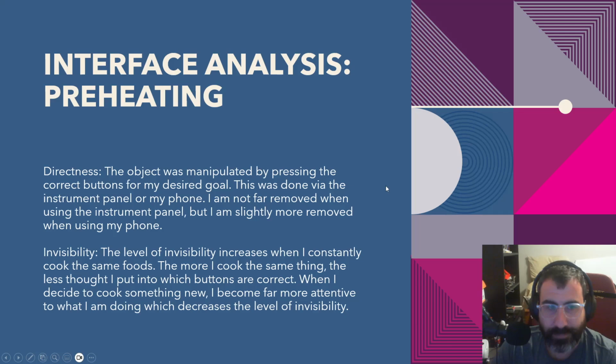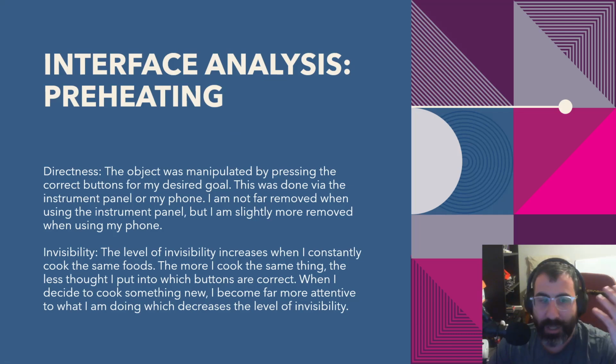So with preheating, we're going to do the analysis of the interface here. The object was manipulated with pressing the right buttons. In this case, I had to press bake and then punch in the exact time. And since this is a smart oven, I can also use my phone to do it.